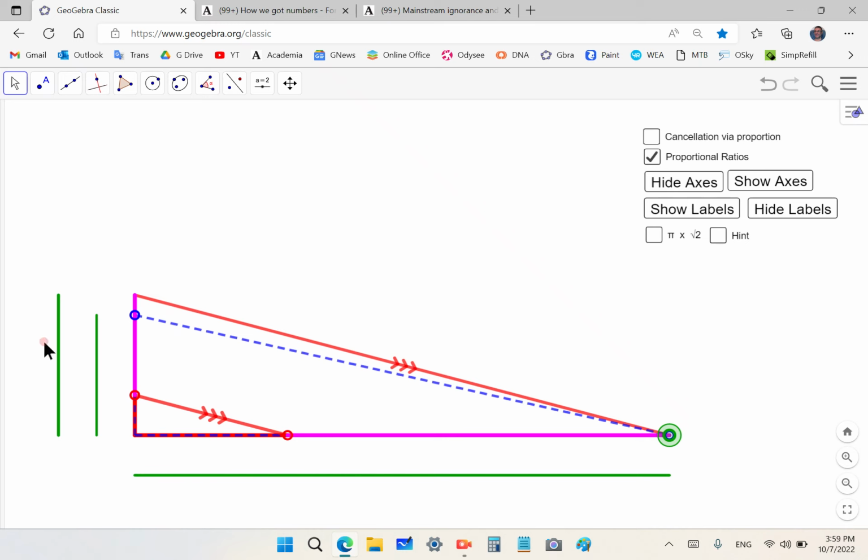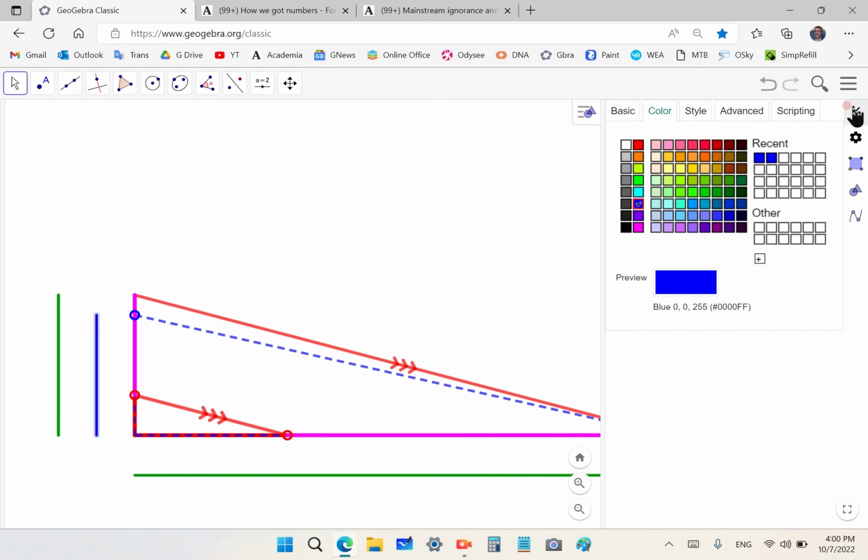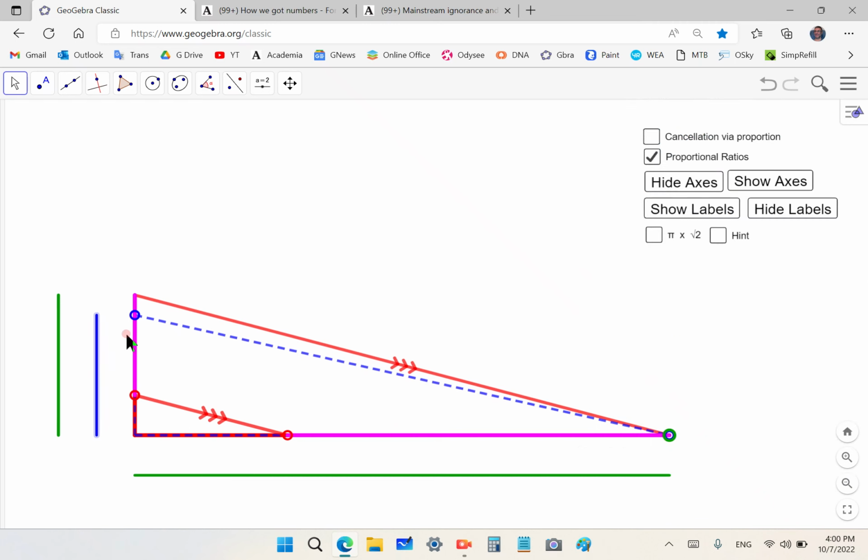Now this red ratio with this red line and this red line is represented by this antecedent and this consequent. And the blue ratio is represented by this antecedent, which I should have made blue. Here goes color blue. Okay, now they have the same consequent, and we can just add the two if we want to find the sum, or we can subtract the shorter line from the longer line to find the difference.